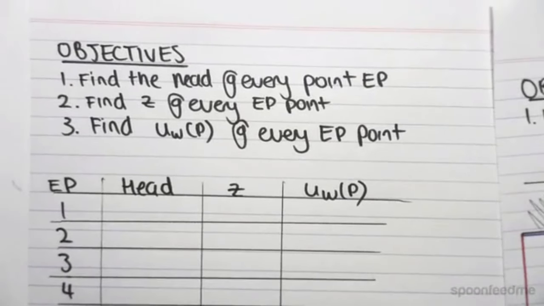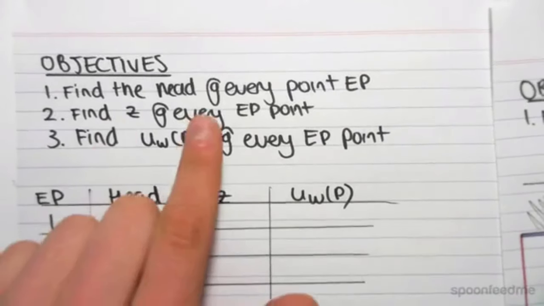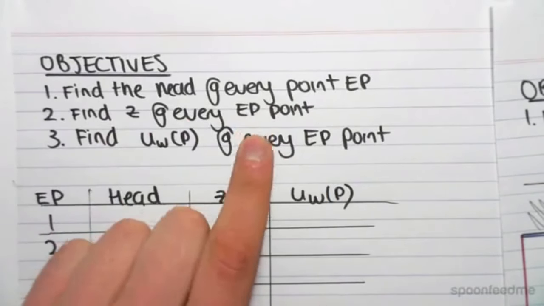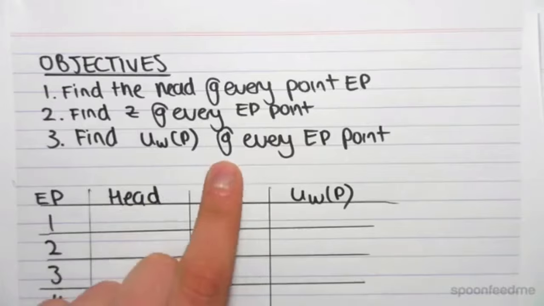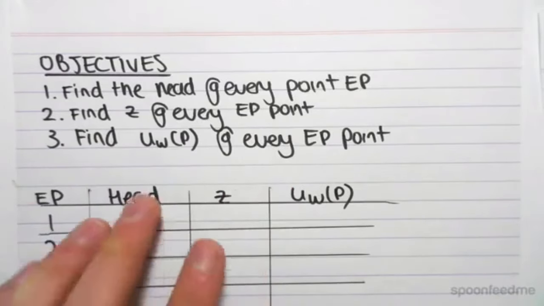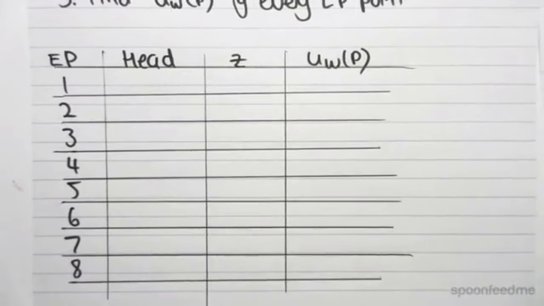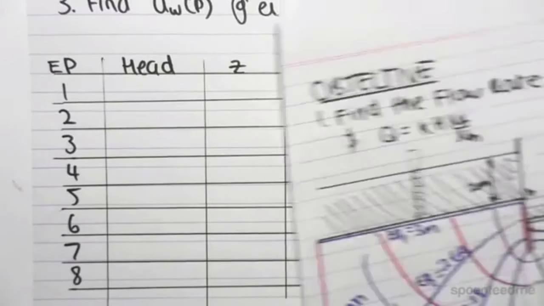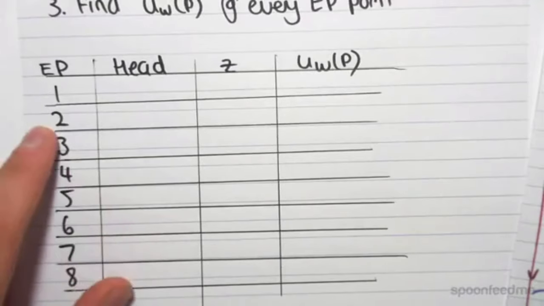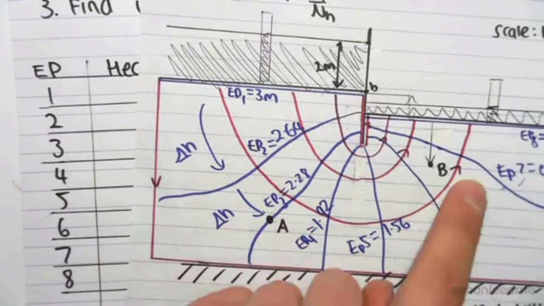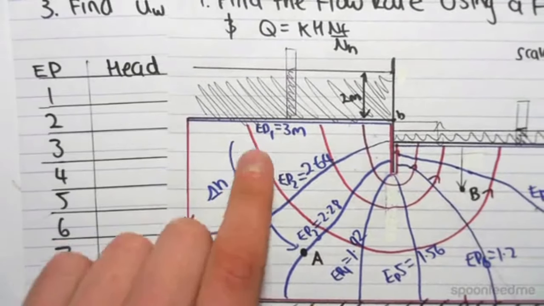In part one, in this video, the objective is to find the head at every EP point, to find the elevation at all those EP points, and to find the pore water pressure at every EP point. And we'll see in the next video how we're going to use this table to help us find the total force. So I've done a table of EP, so EP 1, 2, 3, 4, and so on. We're going to be finding the head value at all those points.